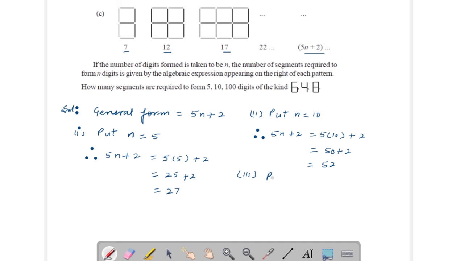Now come to third part. Put n is equal to 100. Therefore, 5n plus 2, here replace n by 100. It can be written as 5 into 100 plus 2. 5 into 100, 500, plus 2. That is 502. This is your answer.